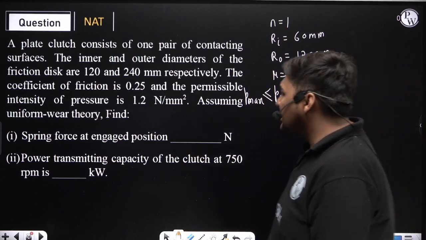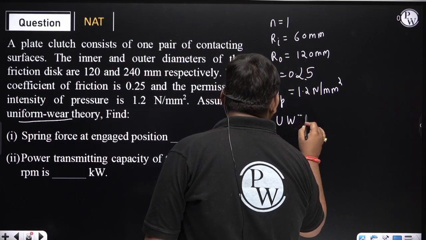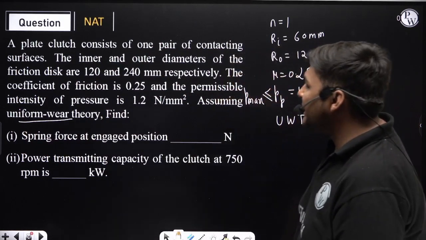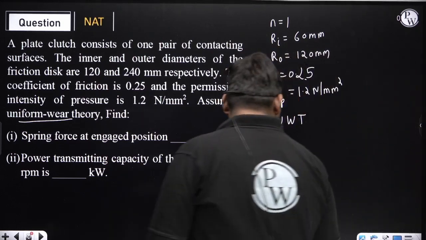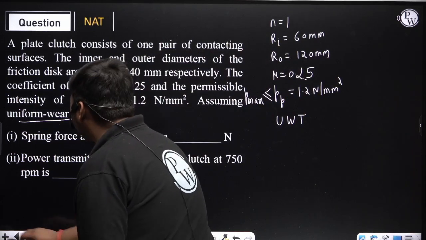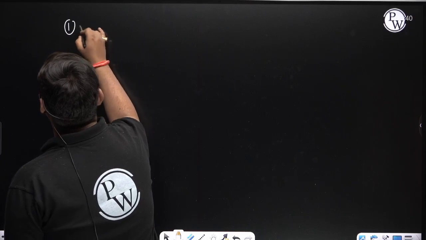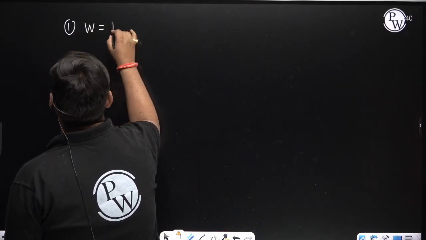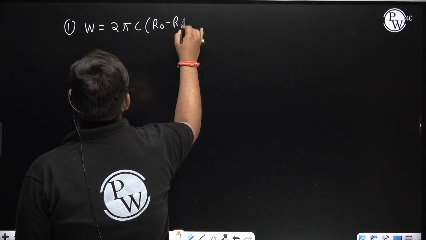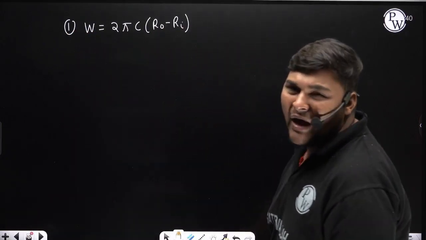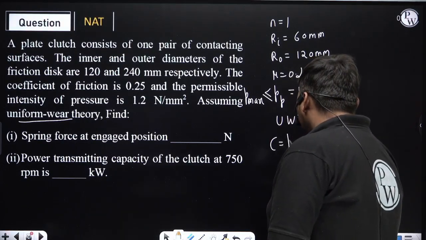Now the examiner is saying assume uniform wear theory, meaning which theory do we need to use? Uniform wear theory. First we have to calculate spring force at engaged position. Now for the plate clutch, I am denoting spring force as W, and the formula to calculate spring force by uniform wear theory is 2 pi C into R naught minus Ri. Now Ri, R naught is already given. So what is C? C is the product of P into R.